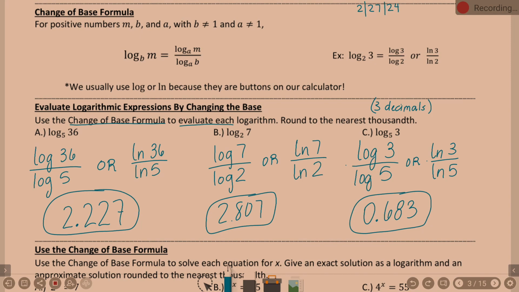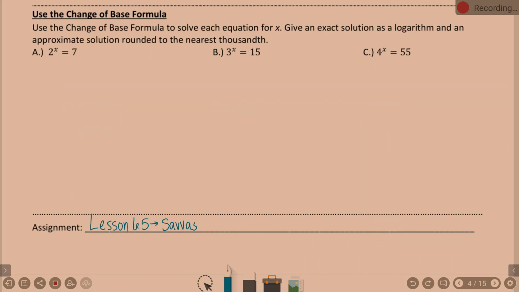Now, bottom examples. We're going to look at a way to use the change of base formula. Use the change of base formula to solve each equation for x. Give an exact solution as a logarithm and an approximate solution rounded to the nearest thousandth. Our job is to solve for x. 2 to the x equals 7 is my first example.